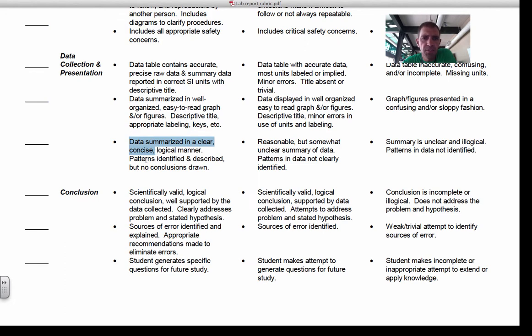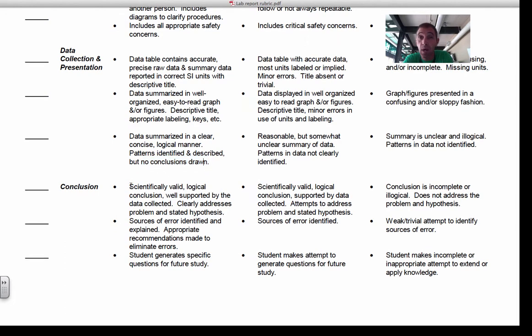But the data needs to be summarized in a logical manner, and you can try and describe patterns that may be there. But the thing that you don't want to do is draw any conclusions. You don't want the why. You see the patterns here. Instead, you just want to maybe identify them. And then, of course, the conclusion is where you're actually going to say the why.